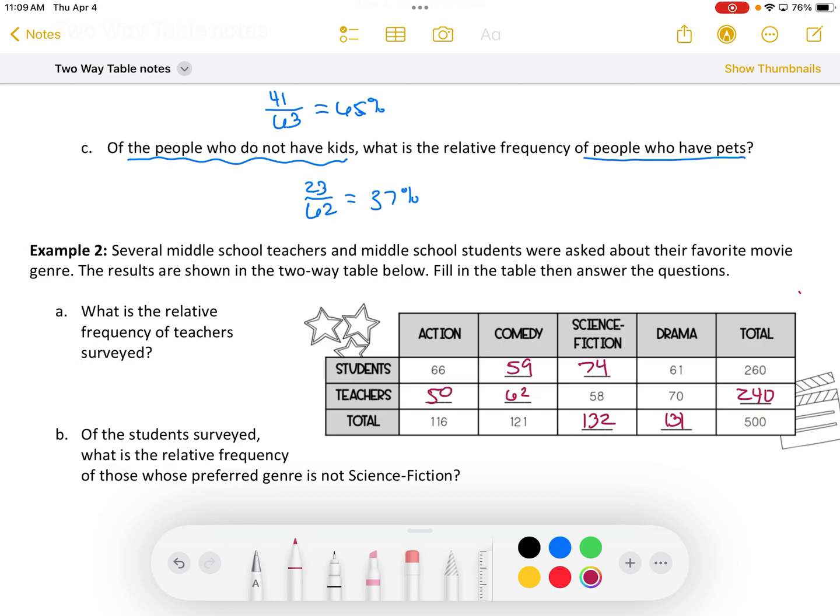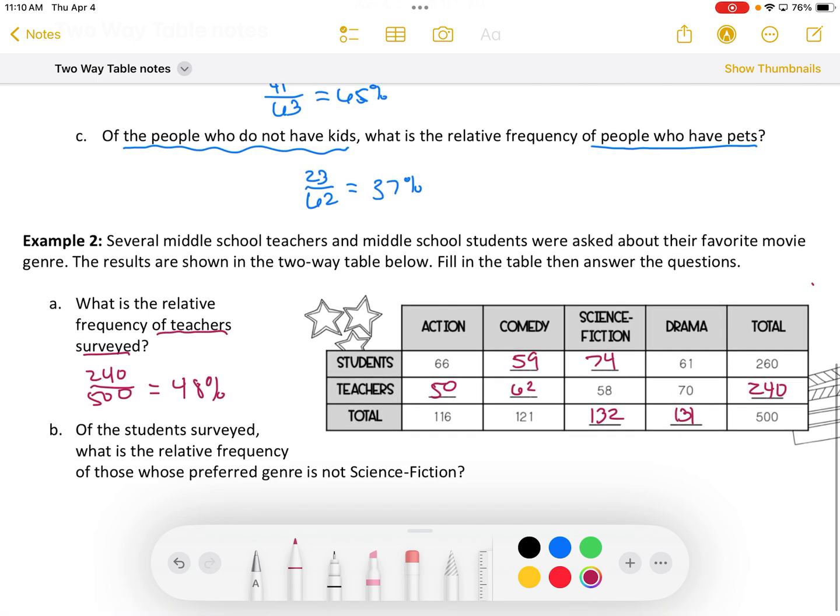Okay? All right, what is the relative frequency of teachers surveyed? So what this is asking for is out of the total, so out of 500, what's the percentage of teachers surveyed? So we're looking at 240 out of 500. That's going to give me 48%.